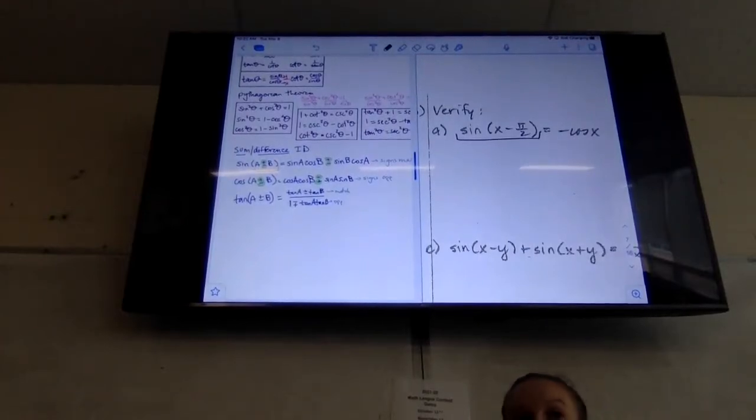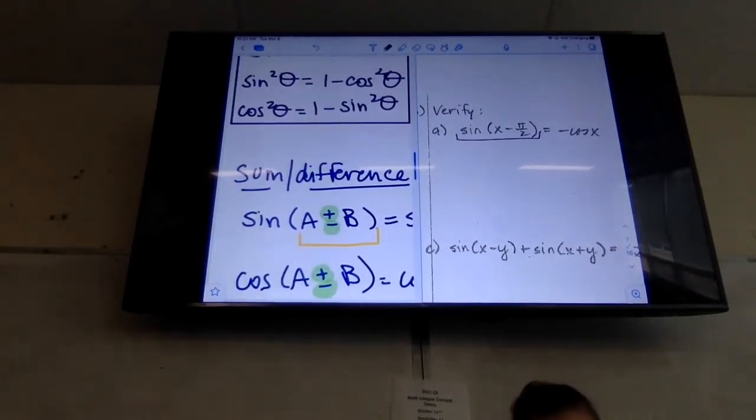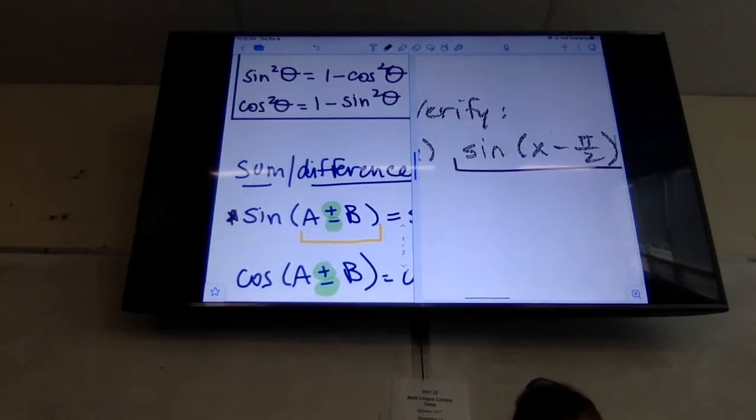And that matches what we've just been learning. We've been doing sum and difference problems. So we're going to use the first equation. We're going to use sine. Instead of a plus or minus b, it's going to be x minus pi over 2. So we're going to use this first formula for that. So sine of x minus pi over 2.